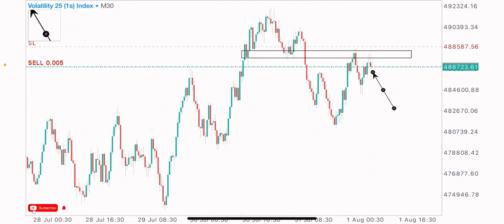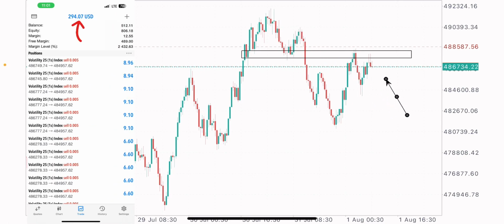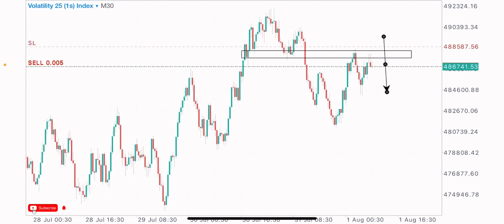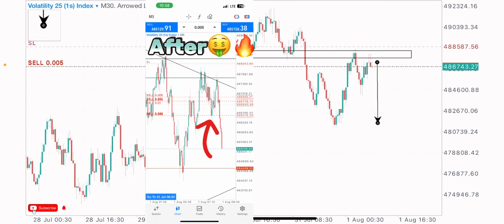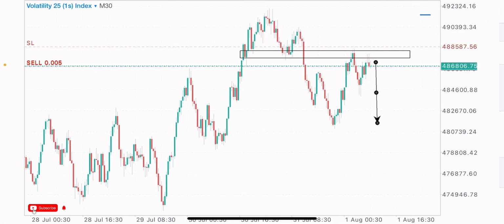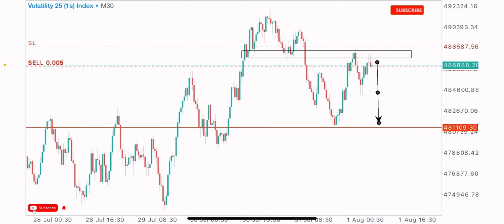I took a sell trade on V251S index. We are not moving in profit yet, but I'm expecting the sells from this zone to the downside, at least to our first swing low at this point. My first take profit level, my target level, is at this zone, and I have my stop loss above this level.